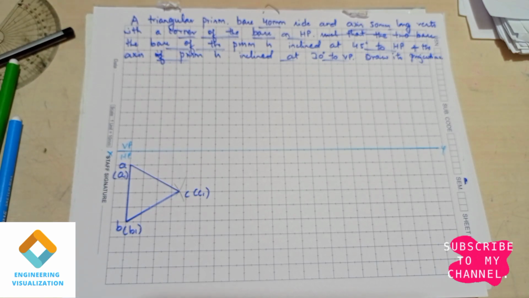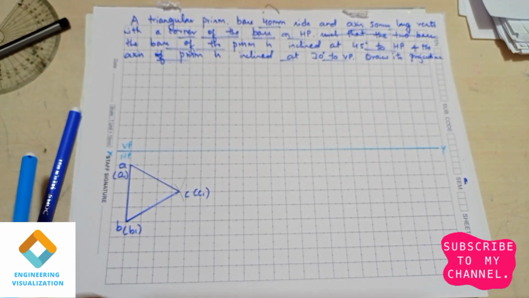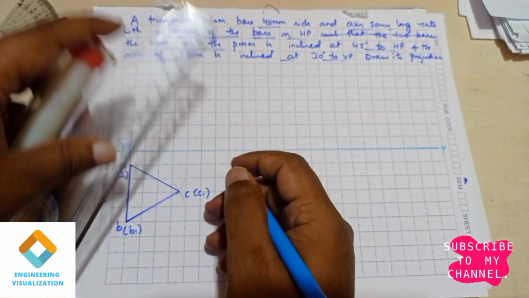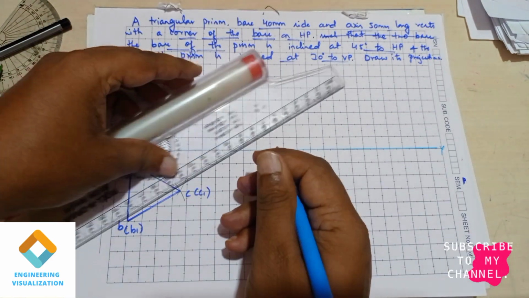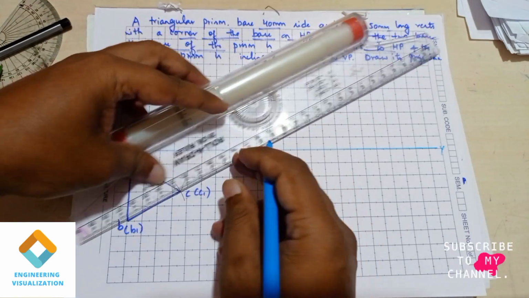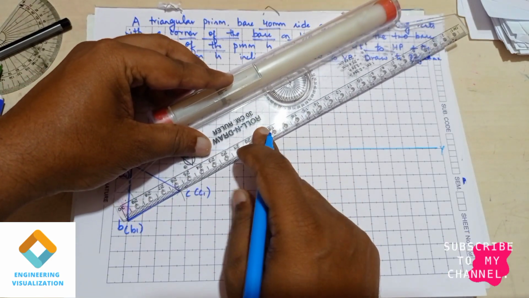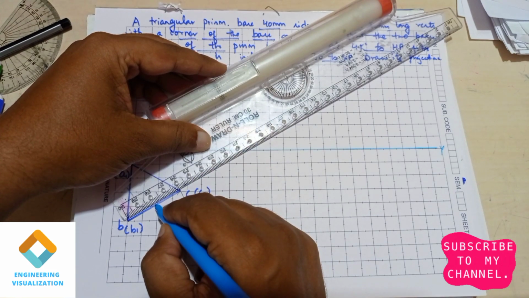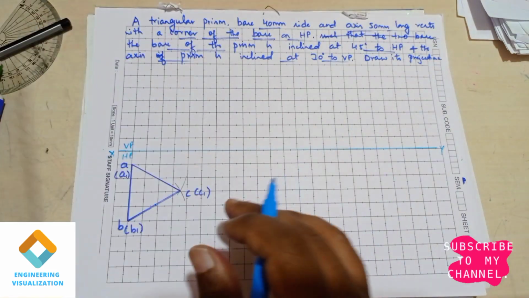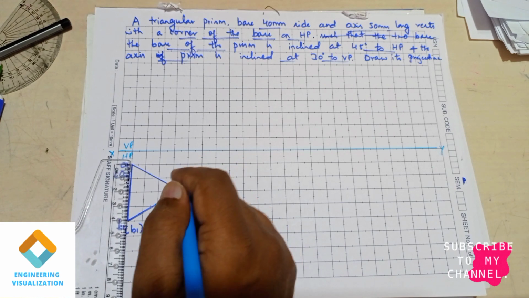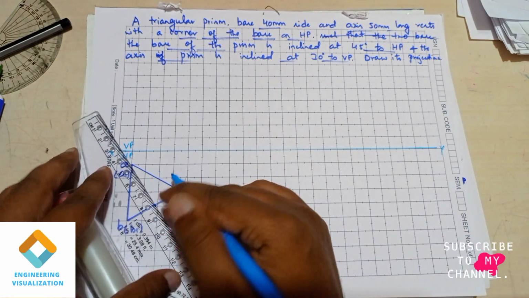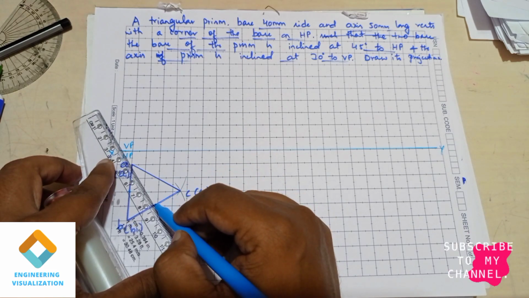Now what we have to do here is mark the center of the axis. How to mark the center of the axis? We need to find out the midpoint. This is 40, so the midpoint will be exactly 20. Two lines will be drawn, so that will be enough to find the center of the axis.